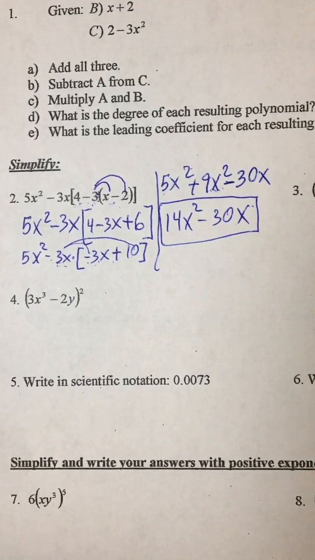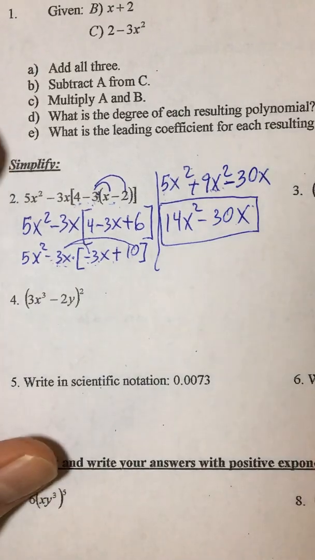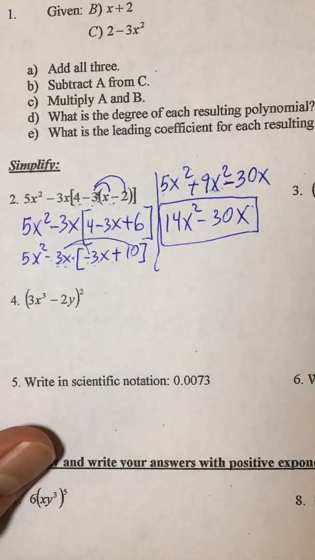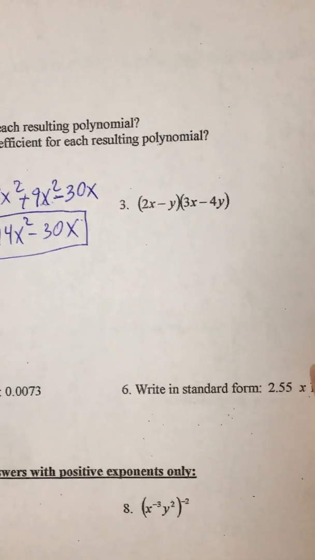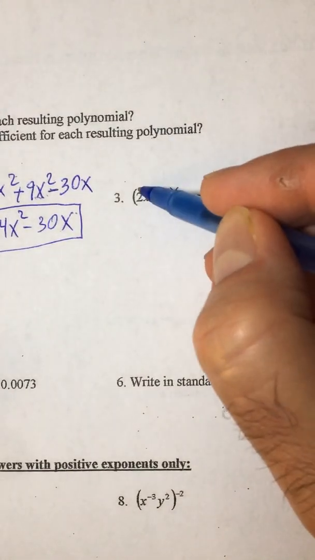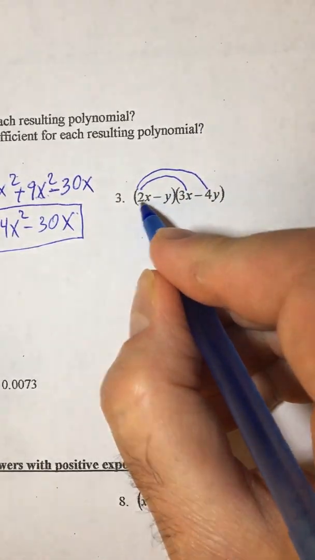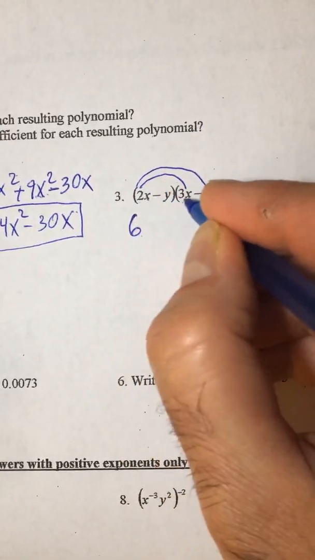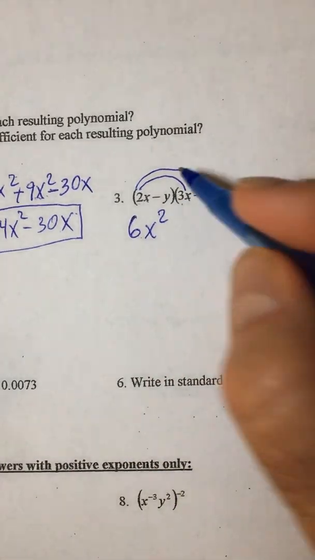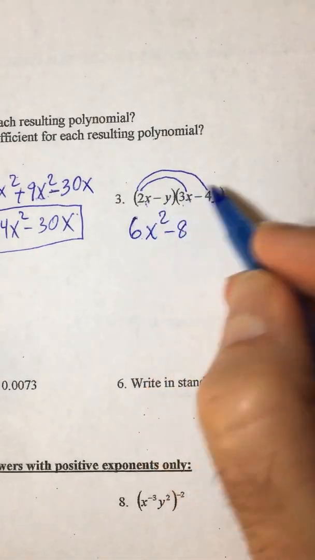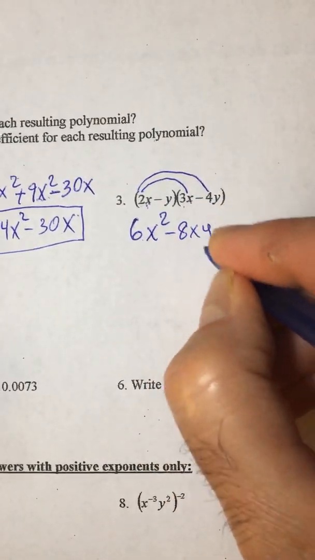Okay, let's jump to number 3, and then we'll come back to number 4. Oh, sorry. Yeah, that's the order. I forgot. I thought that was number 3. Okay. So if we do this, we distribute. Again, we're multiplying. So distribute the first. So 2 times 3 is 6. X times x, x squared. Then 2 times -4 is -8. X times y, it's just xy.